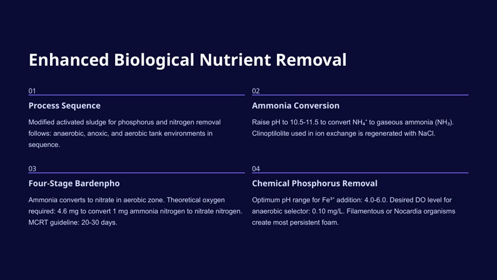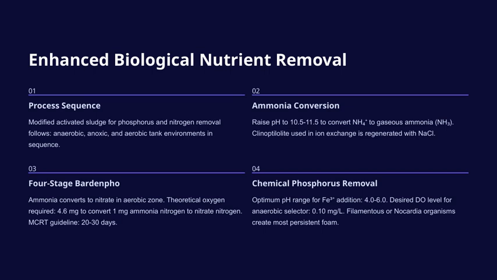Moving on to ammonia conversion, one key step is raising the pH to between 10.5 and 11.5. This alkalinity shift encourages the conversion of ammonium ions, NH4+, into gaseous ammonia, NH3. This gaseous form is easier to strip from the water during treatment. Additionally, we use clinoptilolite in ion exchange processes, which is regenerated with salt, specifically NaCl, to maintain its effectiveness.